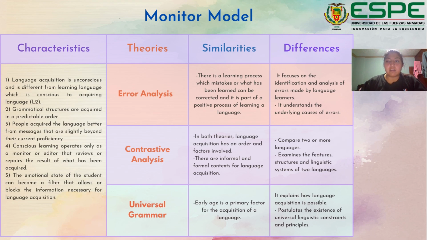The similarities with the other theories. The first is error analysis. In both theories, mistakes that have been learned can be corrected, and it is part of a positive process of learning, of acquiring a language.